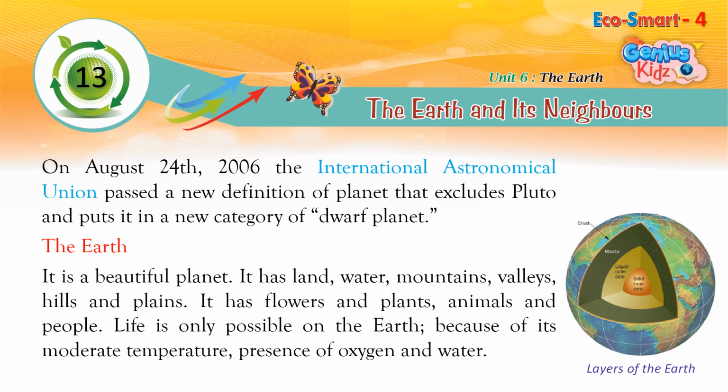The Earth. It is a beautiful planet. It has land, water, mountains, valleys, hills and plains. It has flowers and plants, animals and people. Life is only possible on the Earth because of its moderate temperature, presence of oxygen and water.